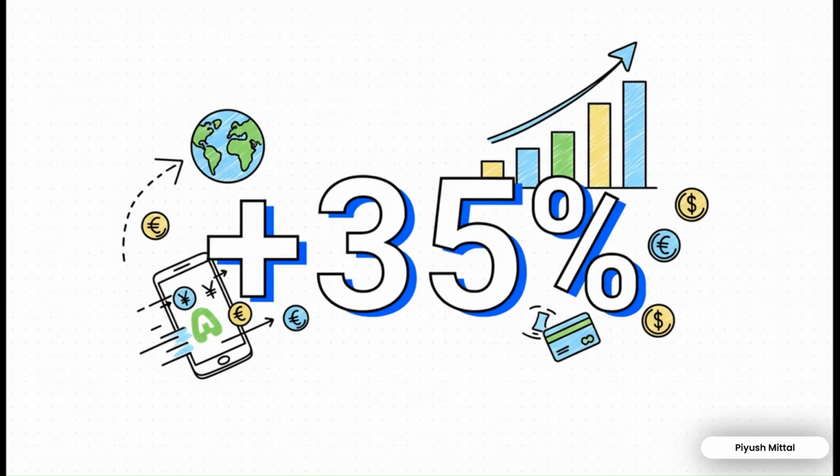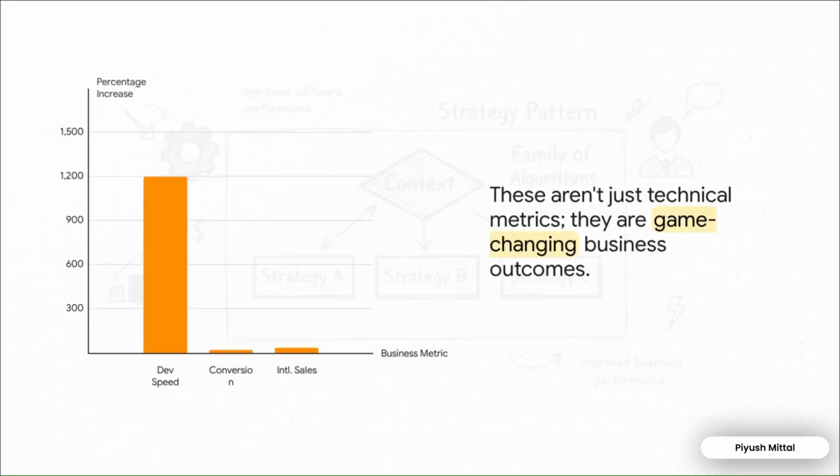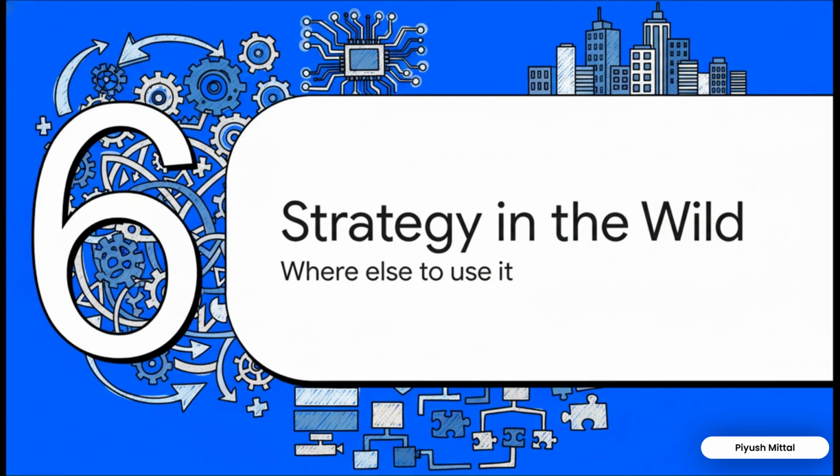When you put it all together on one chart, the story is undeniable. A 1,200% increase in development speed, a 22% lift in sales conversions, and a 35% boost in international revenue. These are game-changing business results, and they all came from making one smart architectural decision. Now, the strategy pattern is definitely not just for payments. It's far from a one-trick pony. In fact, once you understand this core concept of wrapping up interchangeable algorithms, I promise you, you'll start seeing opportunities to use it absolutely everywhere.